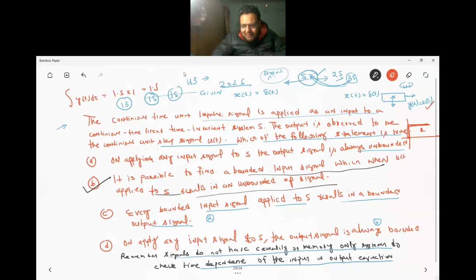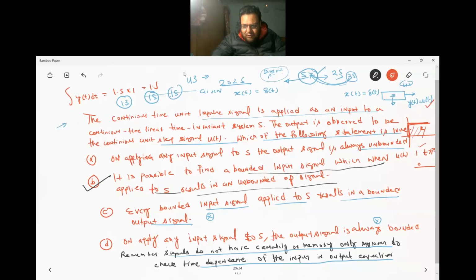So the value of u of t will be equal to one when t is greater than or equal to zero. Otherwise, this value is zero, right? So in the time frame when t is greater than or equal to zero, you can create this area. Suppose they write t up to 4, so you can. Now this signal is bounded, but its integration is not bounded. Minus infinity to infinity u of t dt is unbounded. So that means the signal u of t is bounded, so option B looks correct.